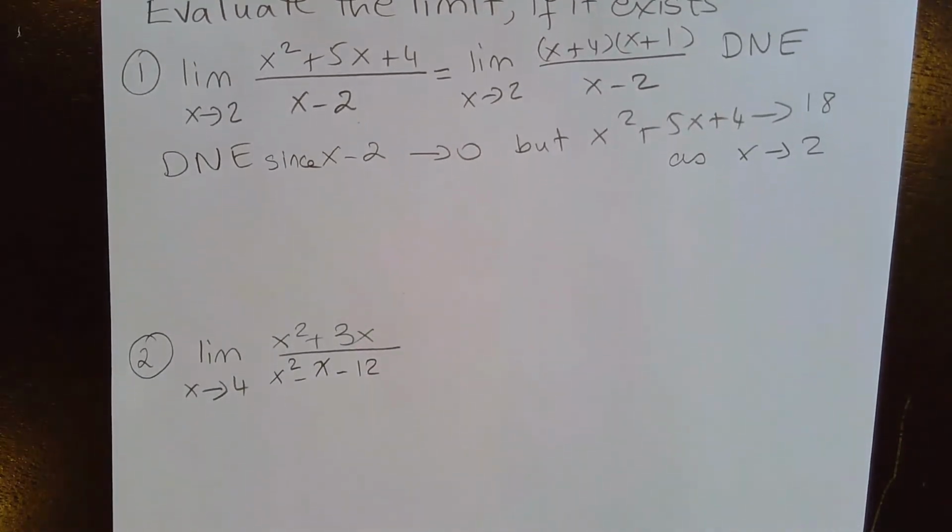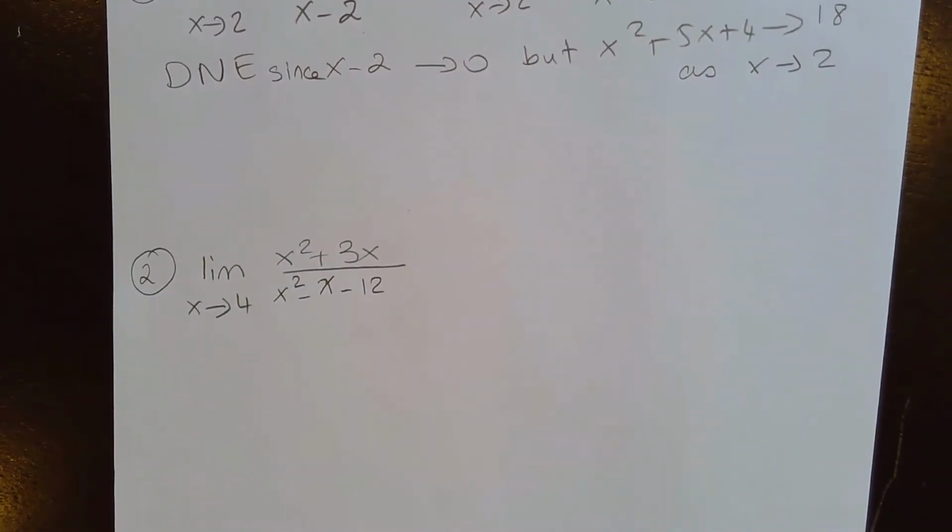Now let's take a look at the second example. The limit as x approaches 4 of x squared plus 3x over x squared minus x minus 12. Now, if you plug in 4 in the denominator, we're going to get 4 squared, that's 16, minus 4, that's 12. 12 minus 12 is 0. The quotient law does not work. Direct substitution does not work here.